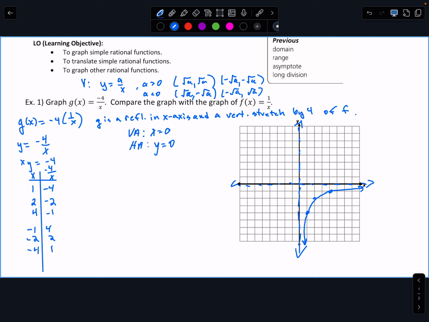For the other branch, negative 1, 4, negative 2, 2, and negative 4, 1. So I want, again, 3 points on each branch. And this is a branch of that hyperbola. Don't forget the arrows on the ends.